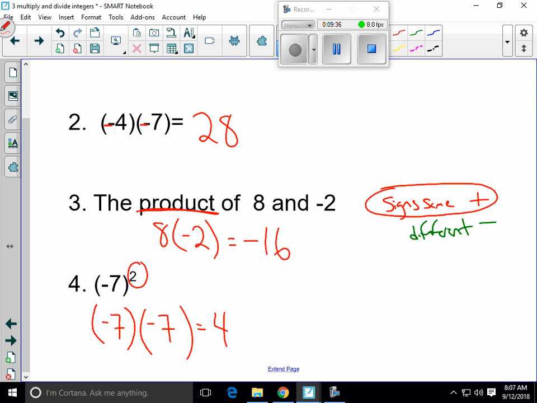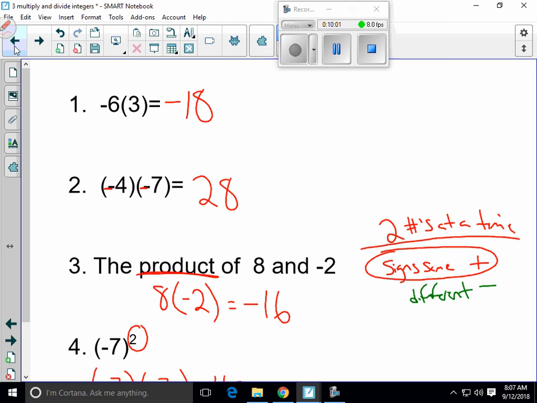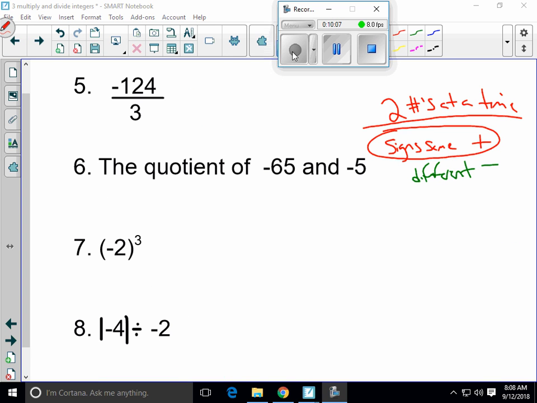Now I want to clarify something that I just thought of. These rules work for 2 numbers at a time. If I'm multiplying 3 numbers, then I have to do them 2 at a time. So I would do the first 2, and then I would do the last one. Let me copy that rule onto the next page for the last 4 problems.